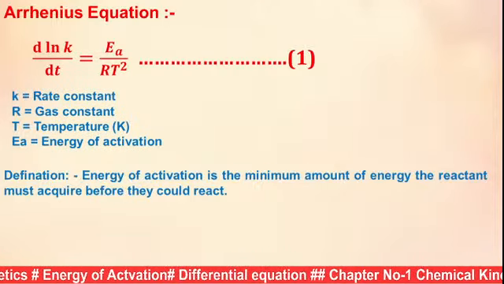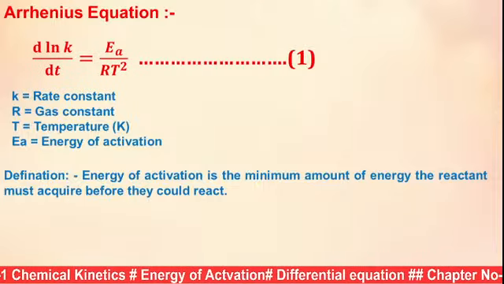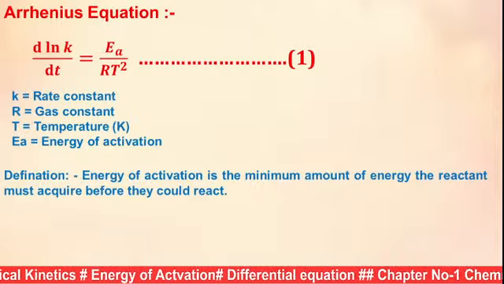Now according to van't Hoff's rule, let us discuss what van't Hoff's rule is. So this is van't Hoff's rule. This equation is called van't Hoff's rule, and in this equation K is the rate constant and T is the temperature in Kelvin. Here also K is the rate constant, and this is van't Hoff's isochore. Now here n may be positive, negative, or fractional, depending upon the reaction type, depending upon the nature of the reaction. So this is the van't Hoff isochore.